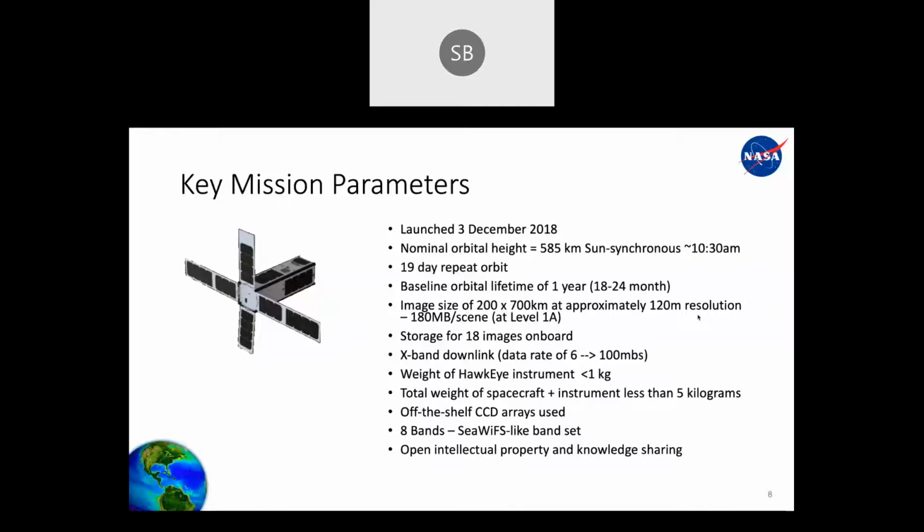The HawkEye instrument has 8 bands that are similar to the SeaWiFS band set, and it's open intellectual property and encouraging knowledge sharing.